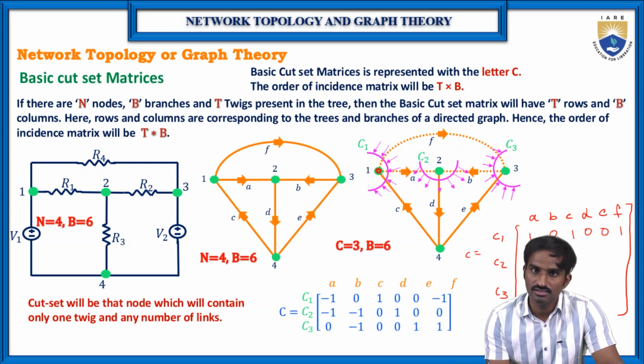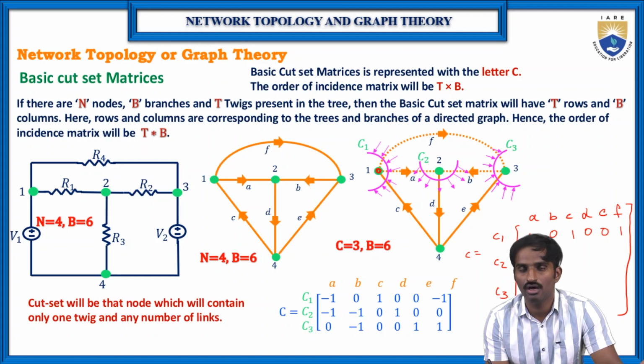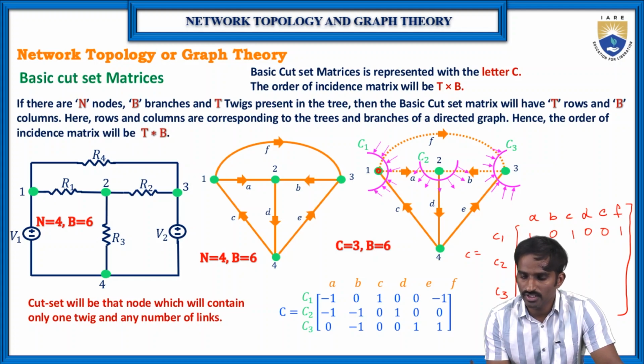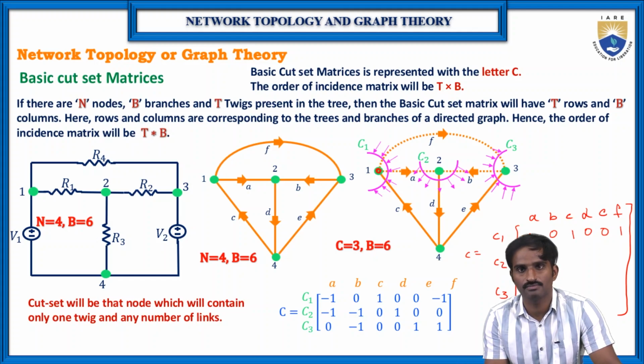Then, whatever the direction of the current flowing through the branch, whether it is the same as the cut set direction or not: if it is the same, then +1; if it is opposite, then -1. Here the cut set direction is towards node 1, and the current flowing through branch A is away from node 1. So the direction of the cut set and the direction of the current flowing through branch A are opposite to each other. That's why we should indicate -1.